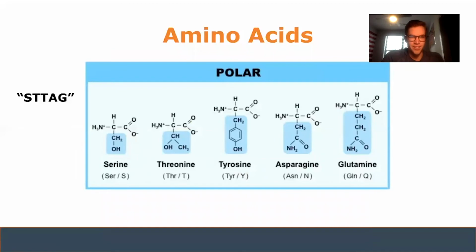The polar ones, I did come up with this little acronym, STAG. So it's STTAG, obviously a little bit of an awkward or not completely accurate spelling, but it just goes right down the line: serine, threonine, tyrosine, asparagine, and glutamine. One thing to note about these, asparagine and glutamine, is that they're very similar to aspartic acid and glutamic acid, or aspartate and glutamate, whatever you want to call them. They're pretty much identical in structure, except these have an amine group, while their negatively charged counterparts have a carboxylic acid in the side chain.